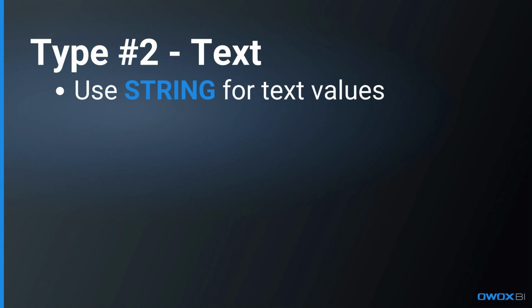For text, or what we call dimensions in the data world, the go-to type is string. It can include any letters, numbers, symbols, and special characters, up to a specified length. So if you are storing something like a product description, string is your friend.